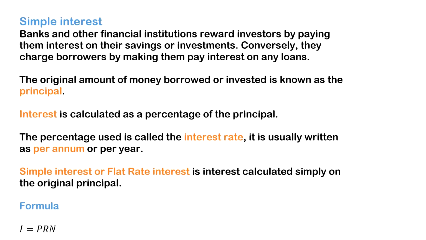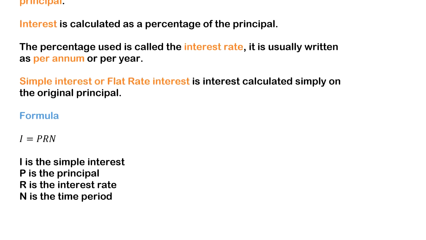The original amount of money borrowed or invested is known as the principal. Interest is calculated as a percentage of the principal, and the percentage used is called the interest rate. It is usually written as per annum or per year. Annum just means year. The simple interest or flat rate interest is interest calculated on the original principal. That might be a lot of words to look through, so we're going to do some examples.